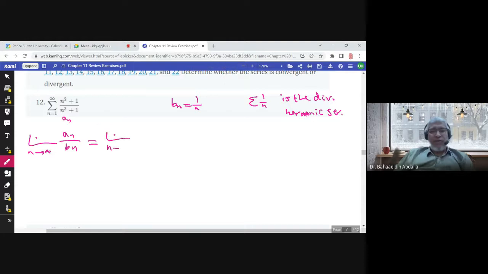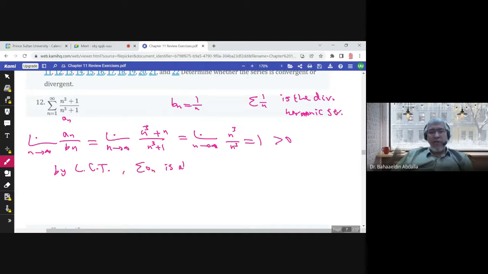So this would be the limit of n square plus 1 over n cube plus 1 over bn. So what times n? In fact, I'll have n cube here and n here. And the limit when n goes to infinity would be the limit of n cube over n cube, the highest power. So it would be 1, greater than 0. So by limit comparison test, summation an is also divergent because summation bn is divergent.